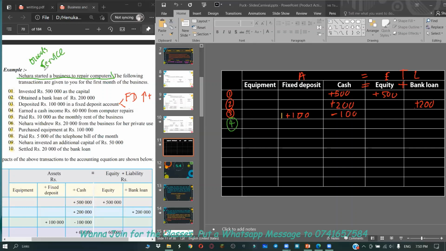මේ business එක පොඩ්ඩක් බලන්න. ඒක product එකක් manufacture වෙනවද නැත්නම් service එකක්ද මෙයාලා දෙන්නේ? Use the chat box. Yes, service providing. Yes. Repairing is a service. So, earned a cash income of 60,000 from computer repairs. Earned a cash income. This is important, guys. Right? Cash. Okay. That means the income is received by cash.